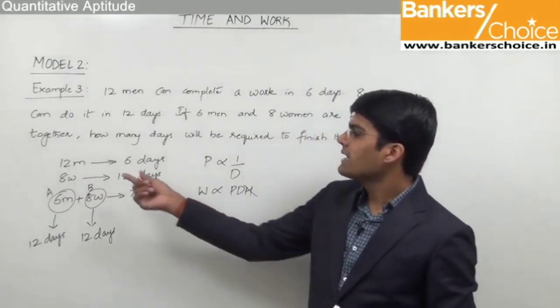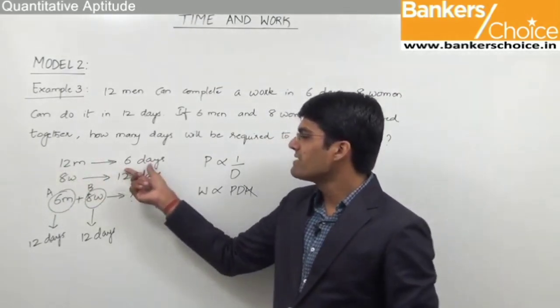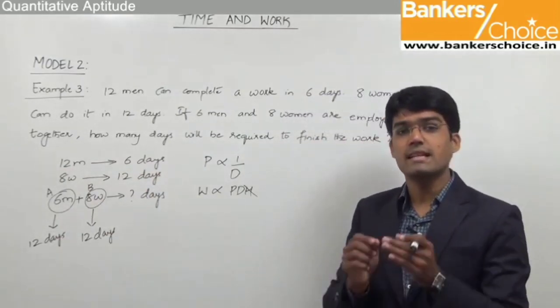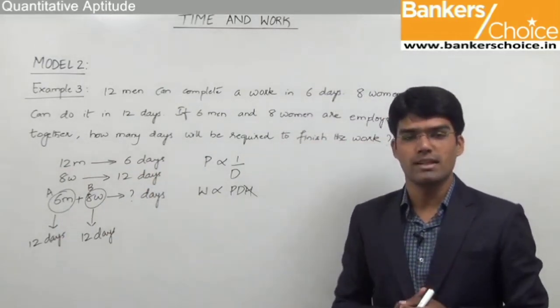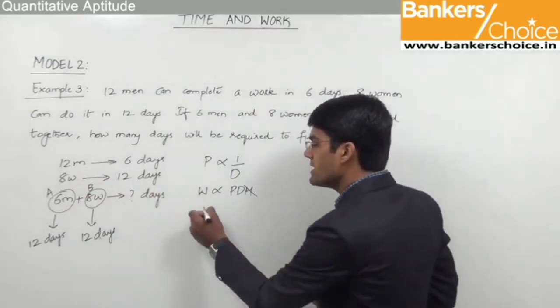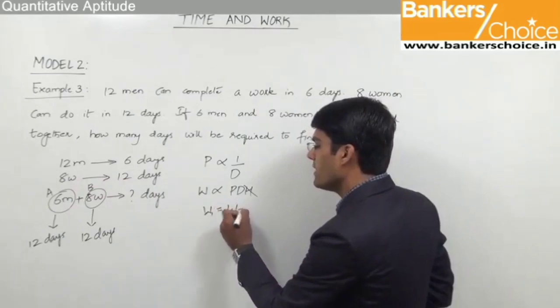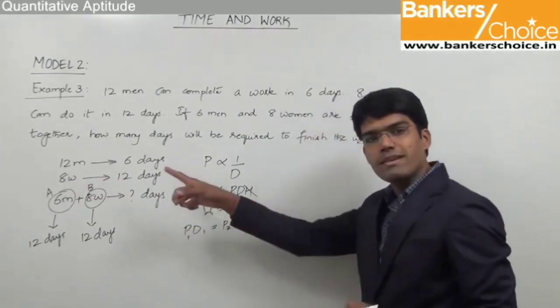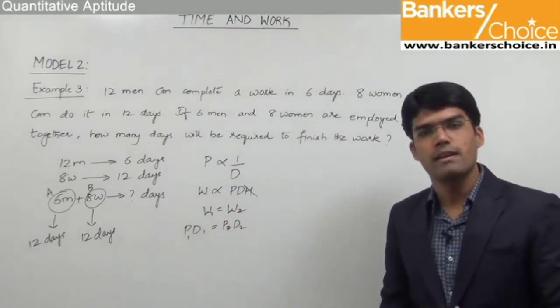Here we can see that the work done by 12 men in 6 days is the same as the work done by 6 men. So we can say that W1 is equal to W2, that is, the work done in both the cases is the same. So when W1 is equal to W2, we very well know that P1 D1 should be equal to P2 D2. So now by substituting the values here, we can find out D2.